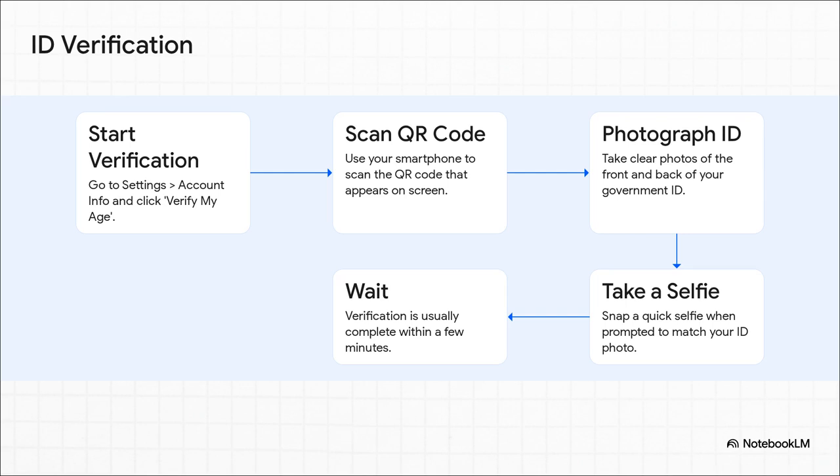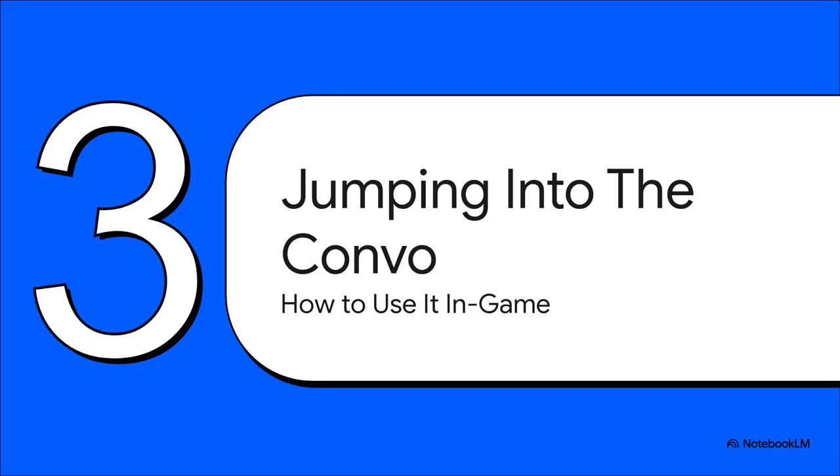But maybe the phone thing isn't an option for you. No worries at all. You can use a government ID instead. For this, you'll go to your settings, then account info, and click the Verify My Age button. It's going to pop up a QR code on your screen. Just grab your smartphone and scan it. Your phone will then walk you through taking a quick picture of the front and back of your ID, and then a fast selfie to make sure it's really you. It sounds like a lot, but honestly, the whole thing is usually over in just a few minutes. And just like that, you're verified. See? The hard part's over.